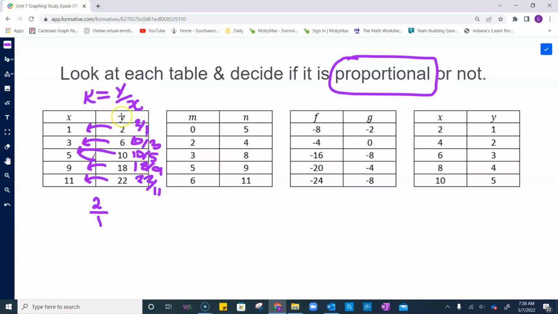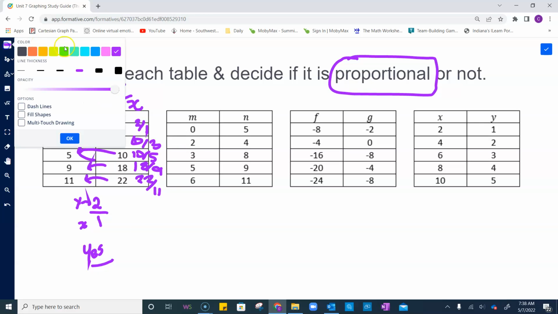And that means that our y value is always twice as big as our x value. It's twice the size. So there you go. That is proportional. The first one is proportional. Okay, let's take a look at this next one.